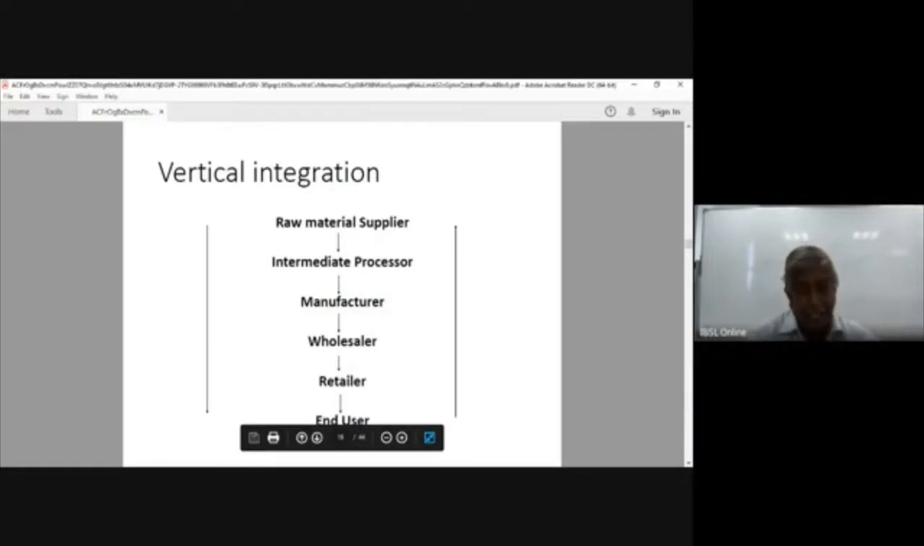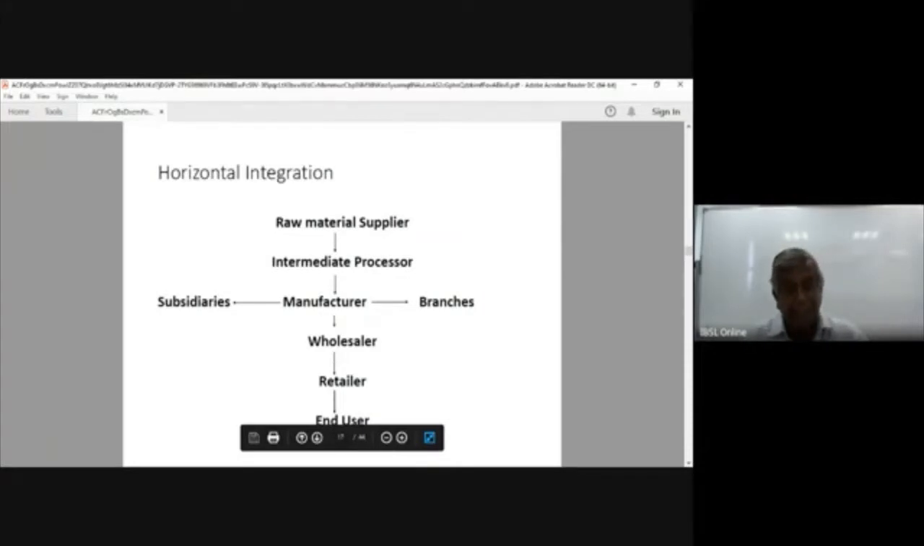Vertical integration is the same, and horizontal integration is also the same. By the manufacturer expanding to other areas, he is making more profit, covering more area. His marketing area is expanded, so he is making more profit. So whether vertical or horizontal, integration gives a benefit to the integrated company by cost reduction and then profit maximization by increasing the profit. Because of that, he will have a better advantage than his competitors who are not integrated.